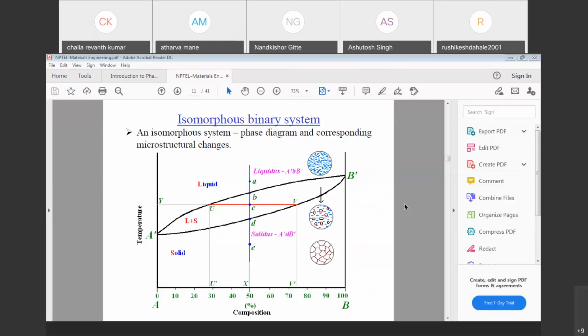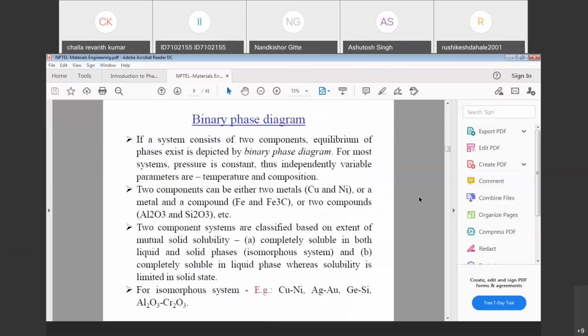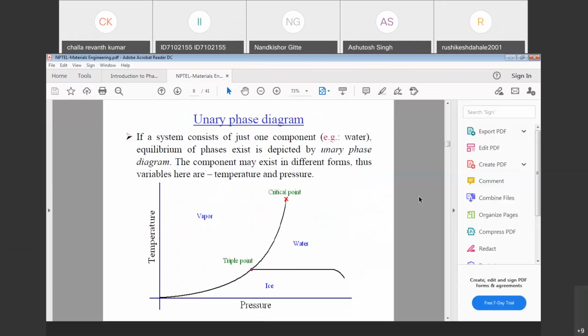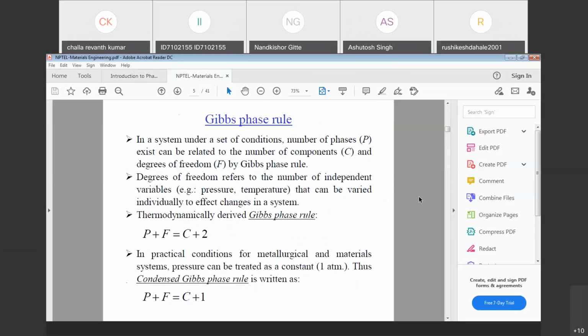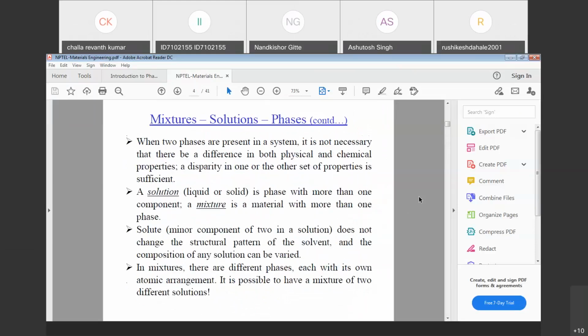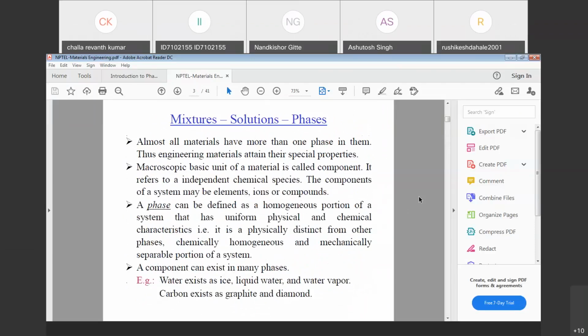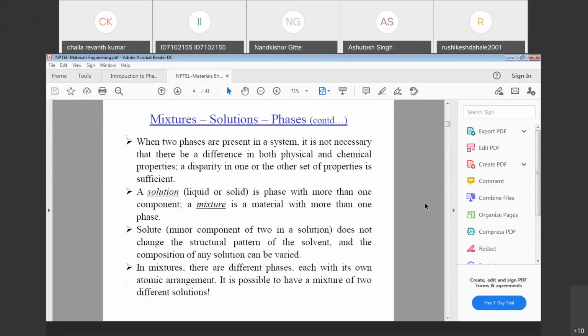So it is isomorphous. Yesterday we discussed, completely soluble in both liquid and solid phases, sir. Completely soluble in both liquid and solid phases. Yes. So other students, I hope all of you have remembered that we have discussed this yesterday, right? What is isomorphous and what is that?